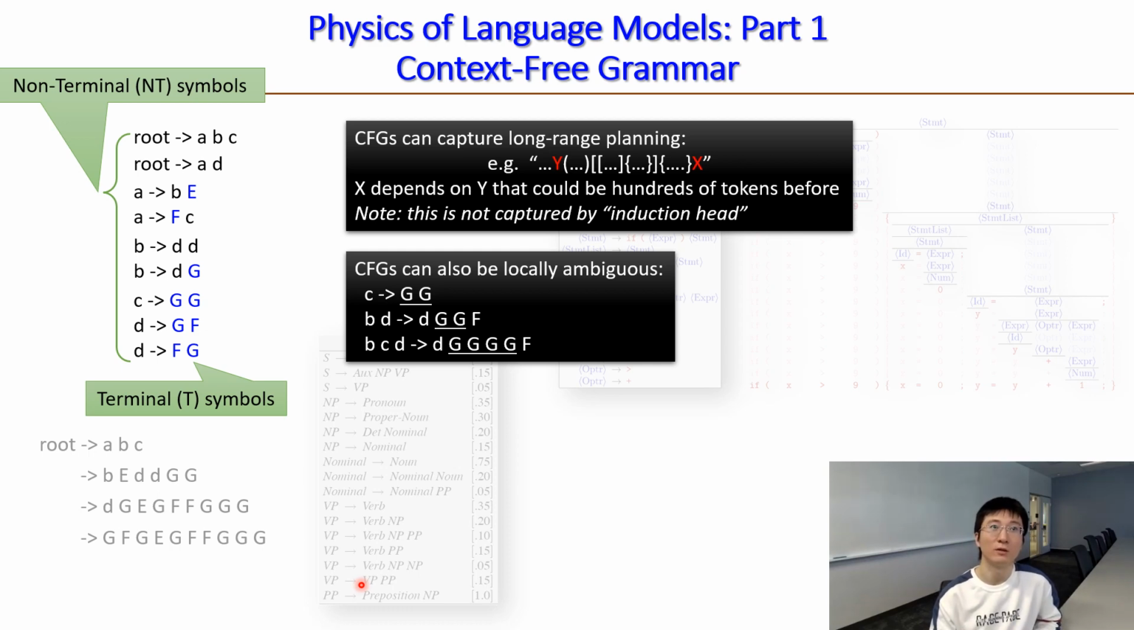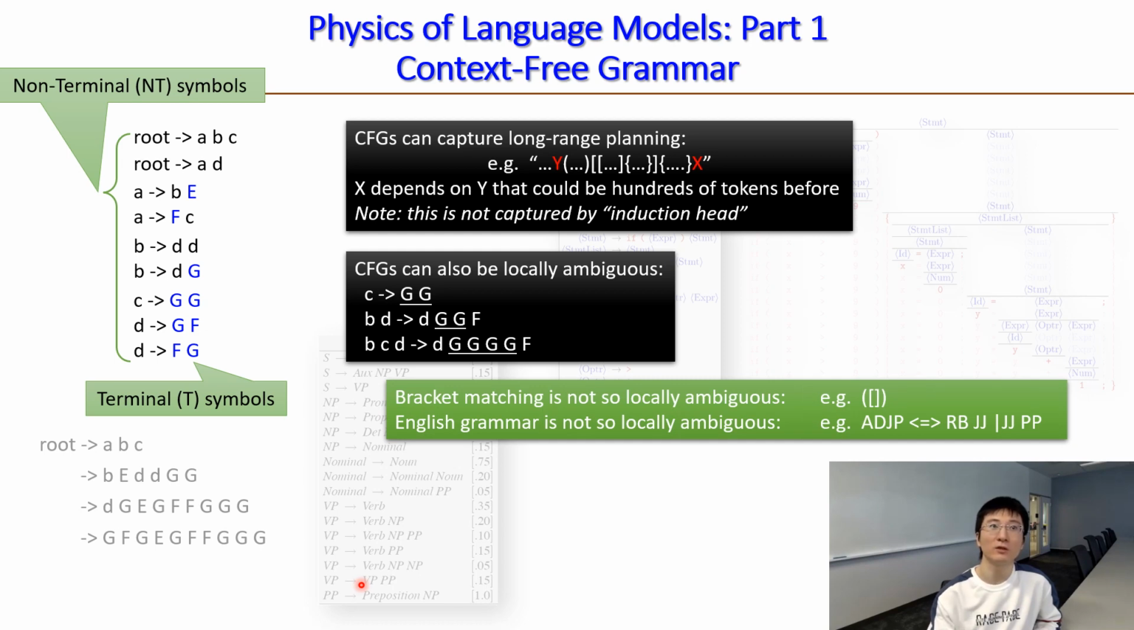Keep in mind that not all CFGs are locally ambiguous. For instance, the bracket matching example is not really locally ambiguous, because if you look at some consecutive symbols like left, left, right, right, then you know that they must be combined together. You know what their parent is. At the same time, English grammar is also not so locally ambiguous. Without going into the definitions, you can imagine that if there are certain terminal words that have special properties, like RB JJ or maybe JJ PP, then their parent can be uniquely determined. That is the ADJP. So English grammar, at least locally speaking, can sometimes be parsed greedily. So that's not very locally ambiguous.